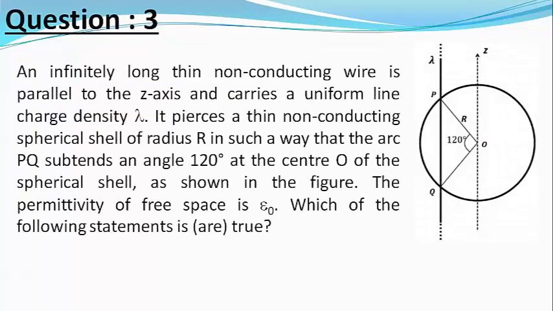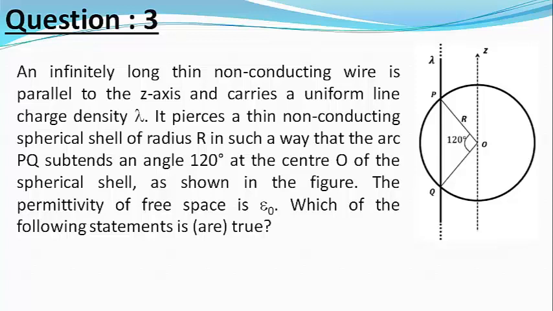Our next question from this series is: an infinitely long, thin, non-conducting wire is parallel to the z-axis and carries a uniform line charge density lambda. It pierces a thin, non-conducting spherical shell of radius capital R in such a way that the arc PQ subtends an angle of 120 degrees at the center O of the spherical shell, as shown in the figure. The permittivity of free space is epsilon naught.